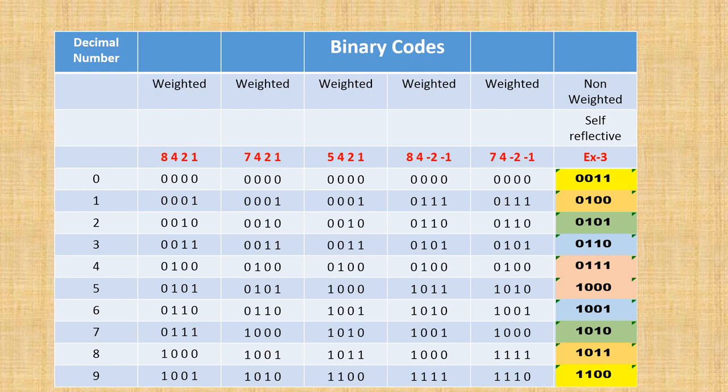In the green band, 0101 and 1010, so 2 and 7 are complementing each other. It is easy to understand how the blue and pink bands are complementing each other. So we can call EX3 a self-reflexive code. This makes it unique. EX3 is a non-weighted self-reflexive binary code.